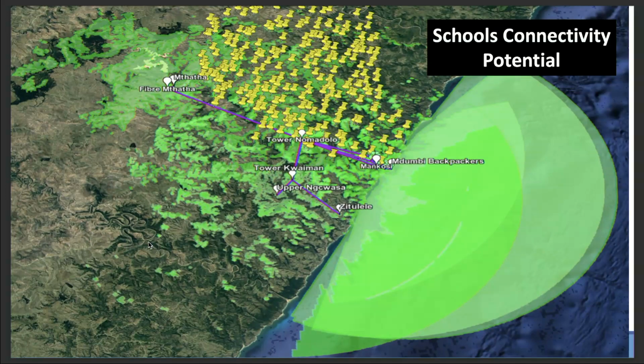So just the yellow pins there, for example, are an indication of the number of schools we could potentially connect. Remember, the USAF has spent over 70 million rand in this region already. None of these schools have sustainable connections yet. Okay.